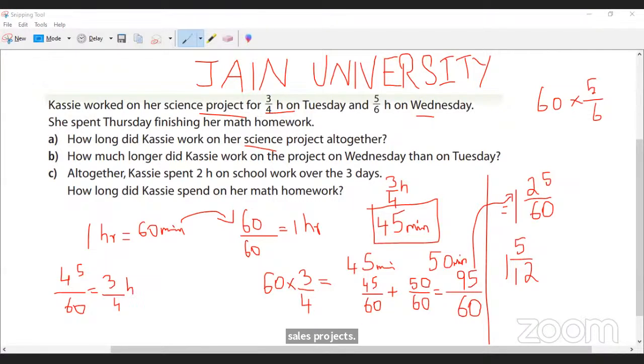120 minus 95. 25, not 35. Could you please check it? Maybe I may be sometimes wrong. Could you please check it? Is it 25 or 35? Menza?